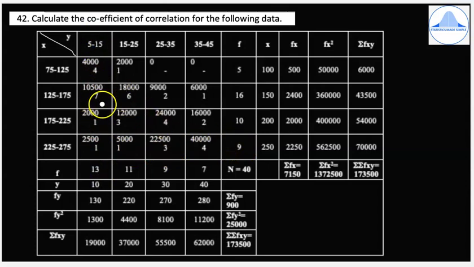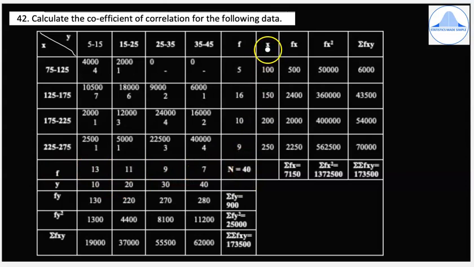4 plus 7 plus 1 plus 1 is 13. 1 plus 6 plus 3 plus 1 is 11. Then here it is blank, so it's taken as 0. So 0 plus 2 plus 4 plus 3 is 9. Then similarly 0 plus 1 plus 2 plus 4 is 7. So when you add up these frequencies and these frequencies, you get capital N is equal to 40.